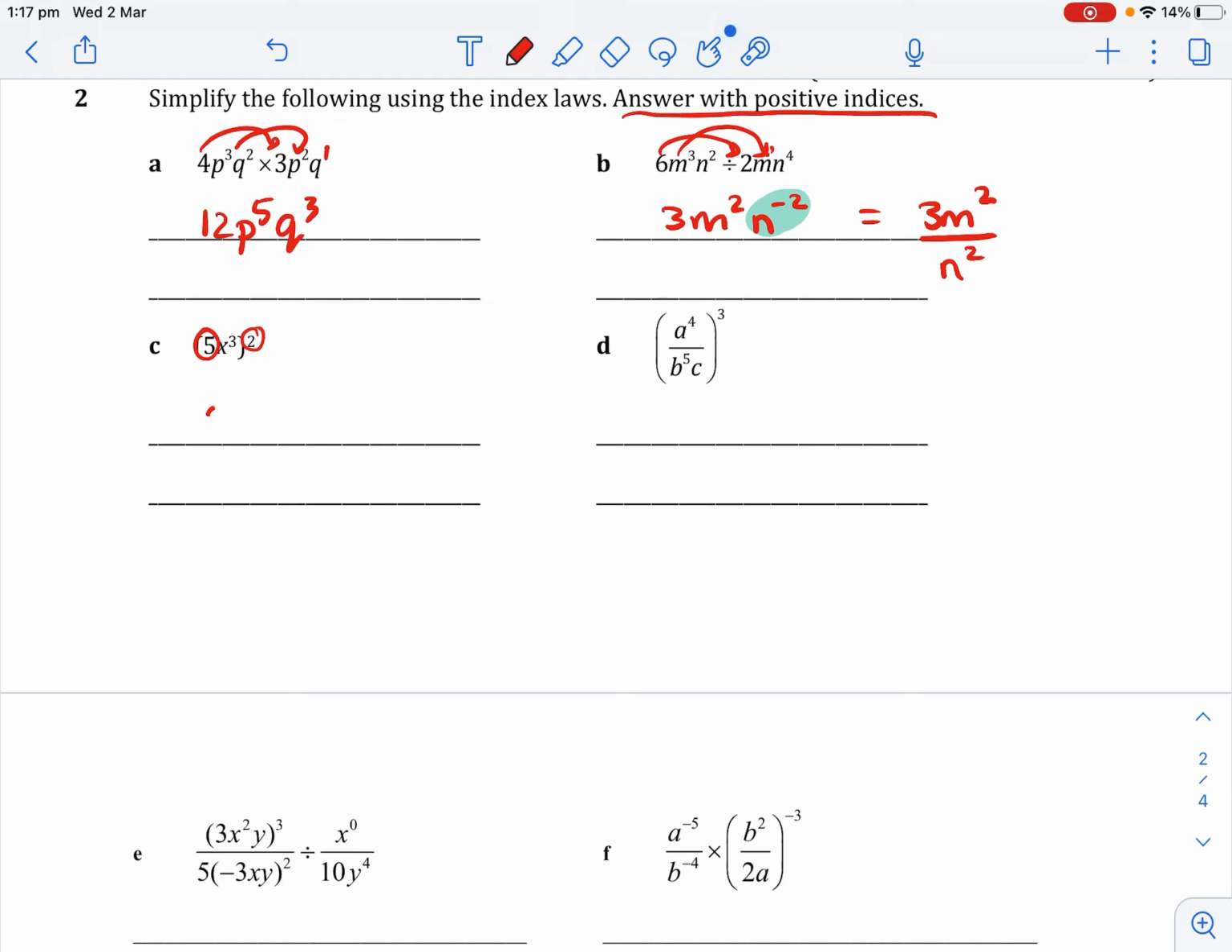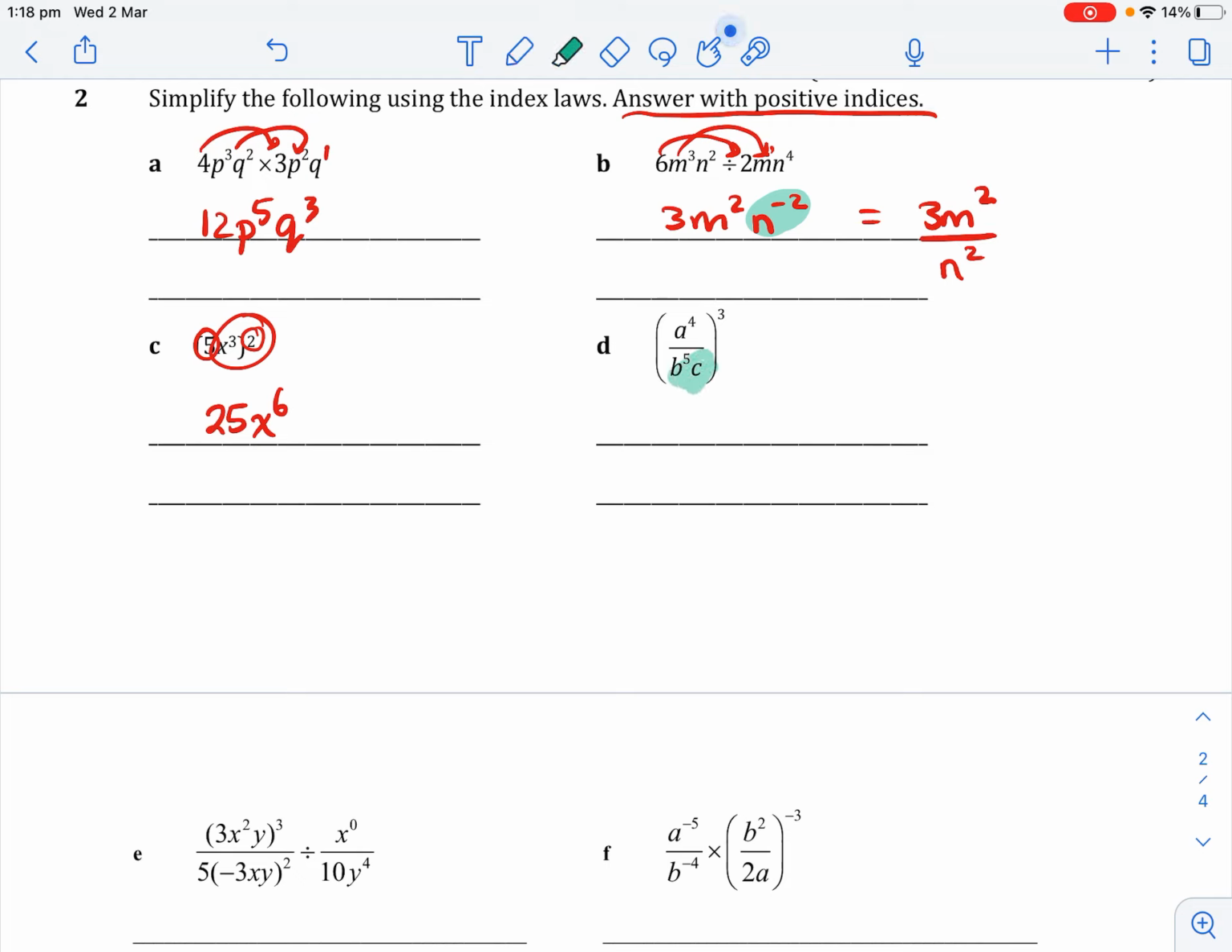Don't forget that everything in the brackets has to go to the power on the outside. That includes the 5. So 5 squared is 25. And x to the power of 3 to the power of 2. That's when I have a power to a power. When I have a power to a power, I times them. So I need to go 3 times 2. Which again, I'm not going to write it out. It's just 6.